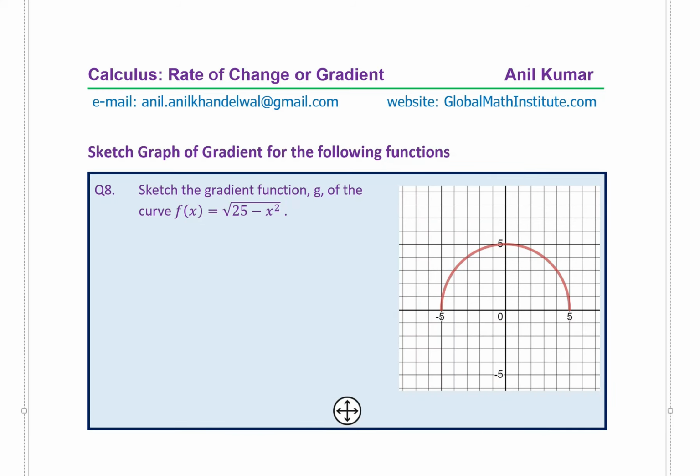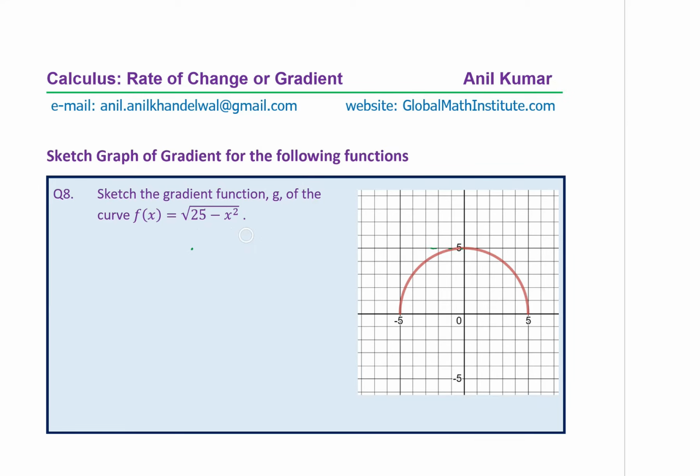Let's look into question number 8, which is sketch the graph of the gradient for the following function. So we'll just take a semicircle here. The equation is given to us: the square root of 25 minus x squared. So that is minus 5 to plus 5 as the domain. Now the square root of 25 minus x squared is a semicircle. As you can see, the graph is being provided to you. You need to sketch the graph of the gradient function, correct? Let this be g. So we'll sketch it right here on the same graph paper.